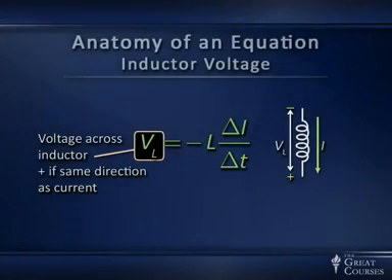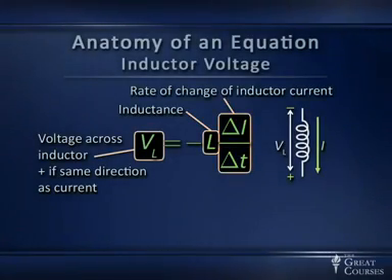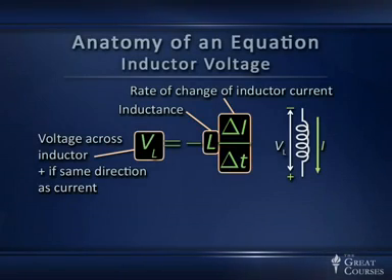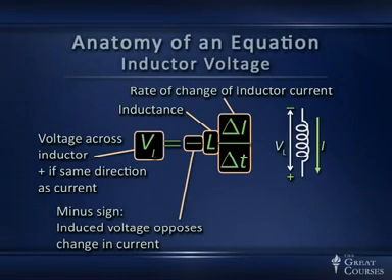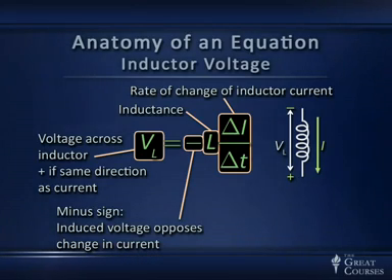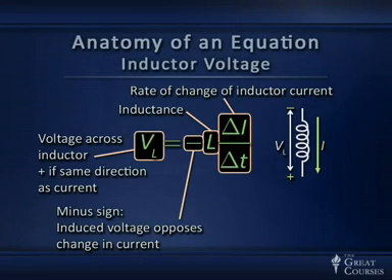So there's the voltage across the inductor, the inductance, and the rate of change of current. And there again is that special minus sign that ultimately is all about conservation of energy, as we've seen with the cranking of the electric generator and many other examples. So there's the anatomy of the equation that describes inductor voltage.